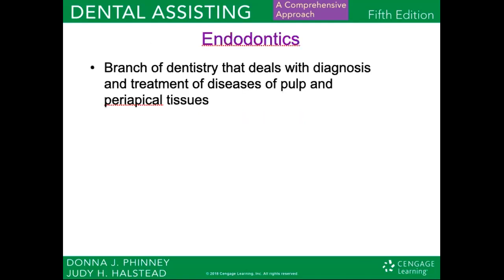So first, let's start off by defining endodontics. Endodontics is a branch of dentistry that deals with the diagnosis and treatment of diseases of pulp and periapical tissues. Endodontic procedures include the diagnosis, root canals, and periapical surgeries.